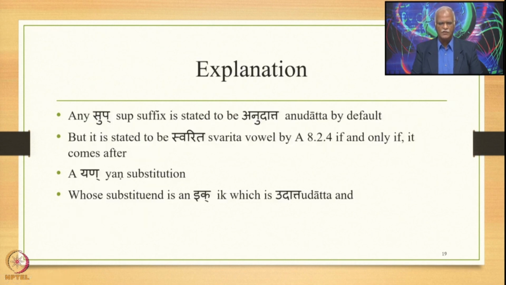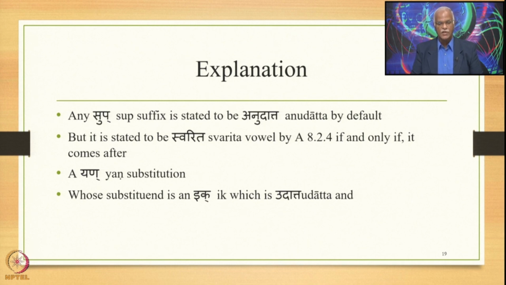The explanation of this sutra is this: any subsuffix is stated to be anudatta by default, but it is stated to be swarita by 824 if and only if it comes after a yan substitution, whose substituent is an ik, which is an udatta vowel. Also, the scope of application of this sutra is the sarvanama sthana vibhakti, which is the first 5 suffixes.